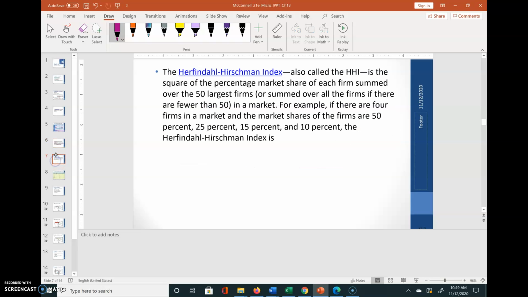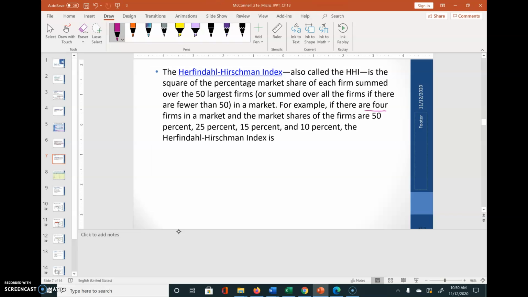Now, I'm going to take a look at the Herfindahl-Hirschman index, also the HHI. This is the square of the percentage market share of all the firms in the industry. So if we have 50 firms here, this will be the square of the market share of all 50 firms in the industry.